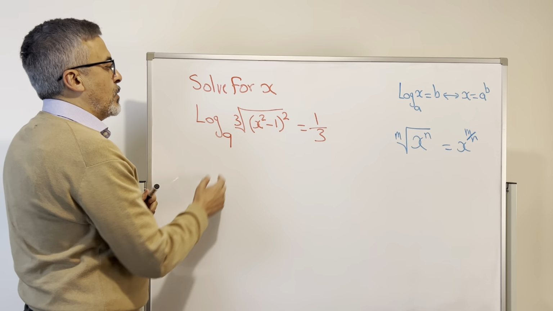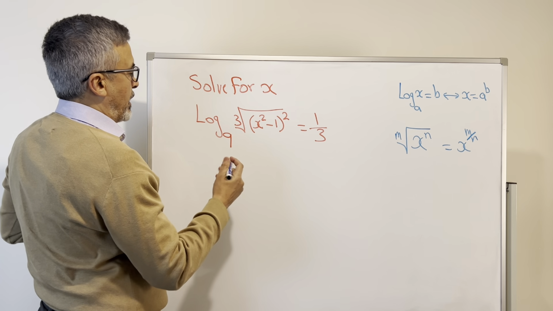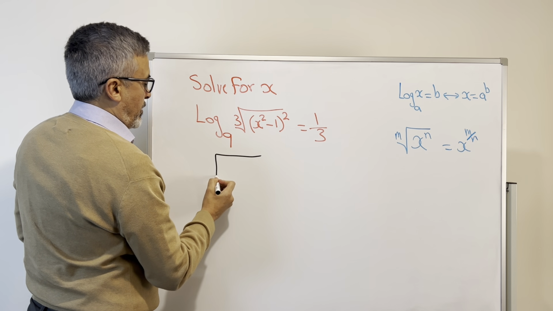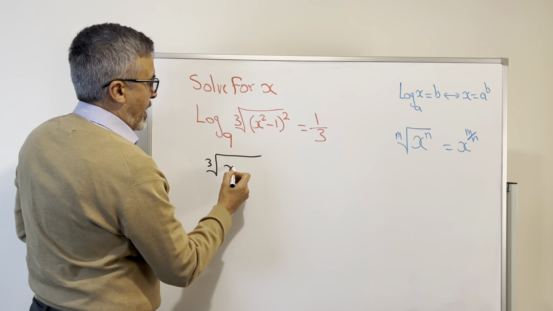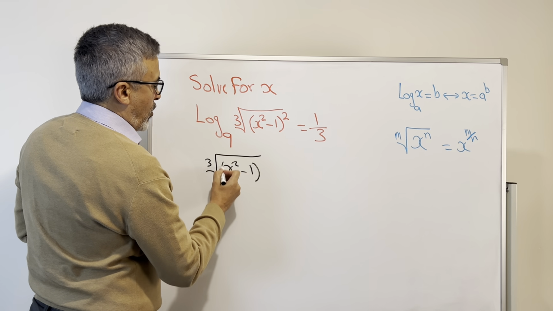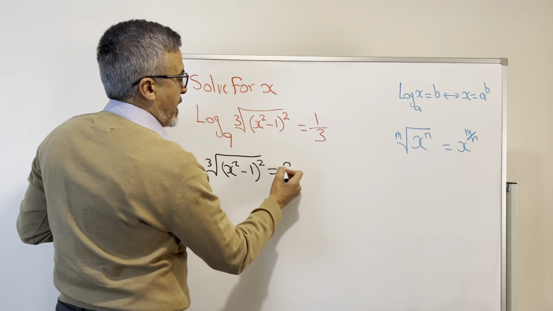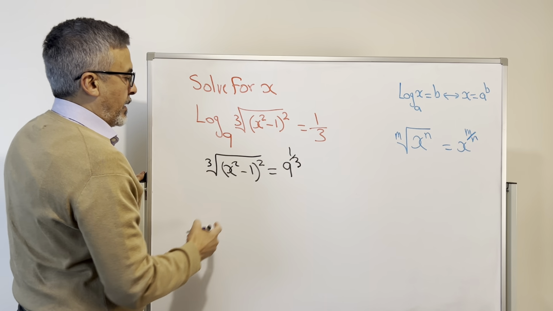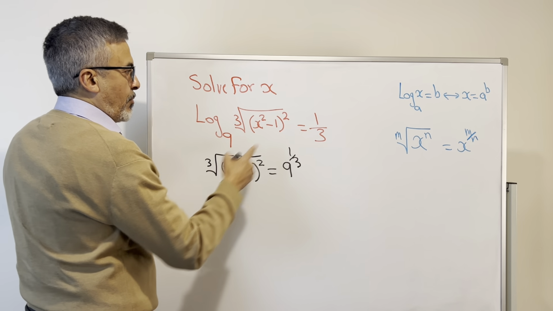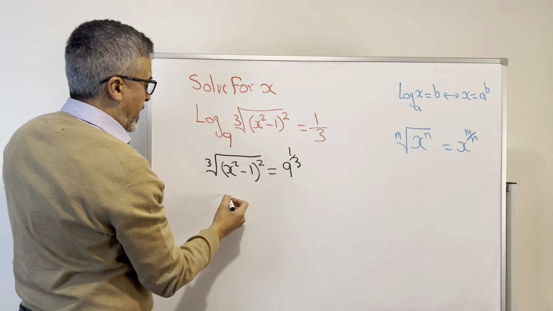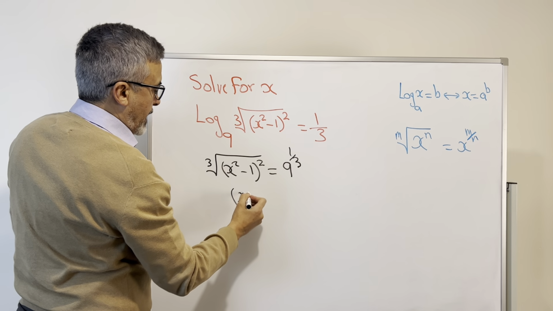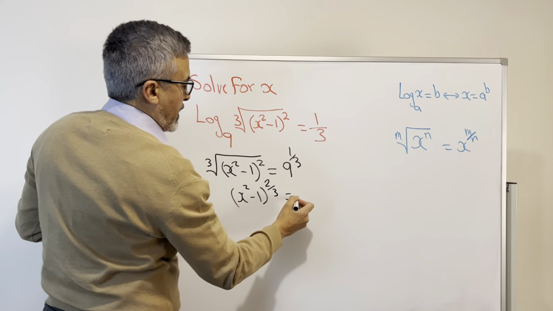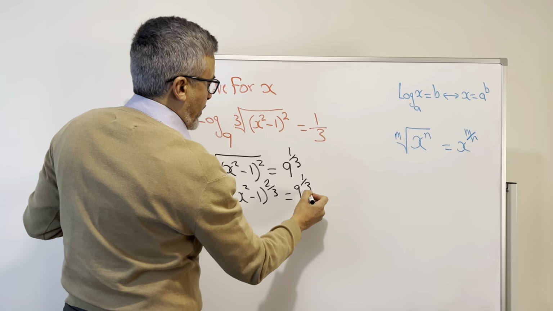What we're going to do is start getting rid of the log. That's the first thing we want to do. So all of this, the cube root of x squared minus 1 all squared, equals 9 raised to the power of 1/3. Now I'm going to change this from radical form to exponential form using the second rule. So this will be x squared minus 1, all to the power of 2/3, equals 9 to the 1/3.